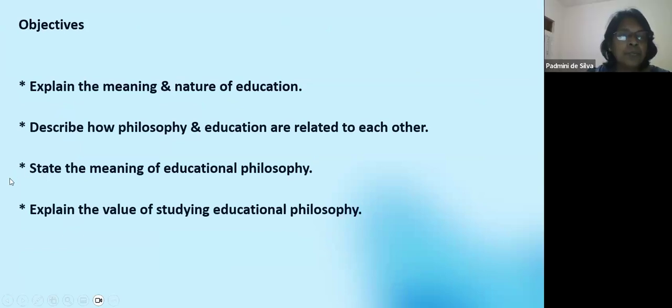Now, the objectives of the lesson today, you can see we have to explain the meaning and nature of education. You have to describe how philosophy and education are related to each other. You have to mention the meaning of the term educational philosophy. And you, as teachers, should know and should be able to explain the value of studying education philosophy, right?